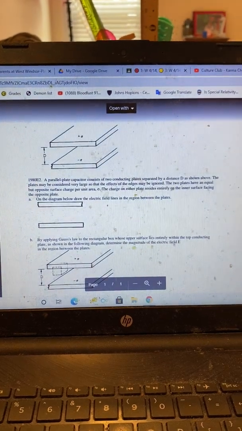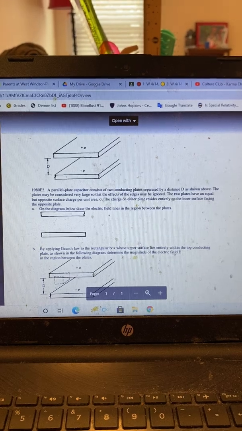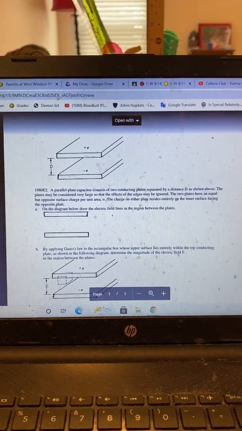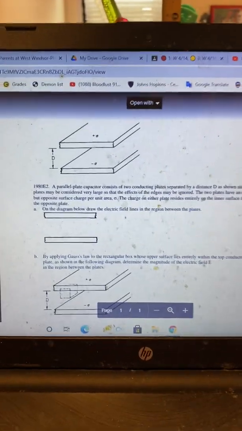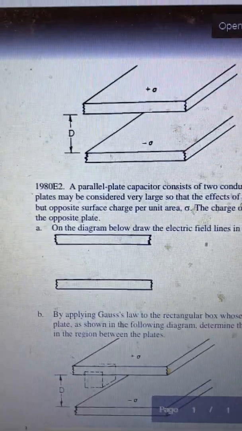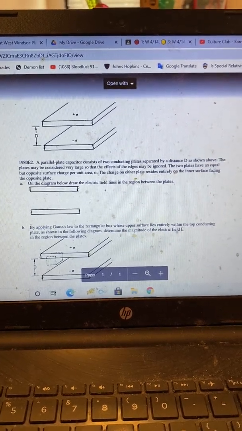Hello, this is Joseph, and this is my AP problem that I'll be explaining for Gauss's law parallel plates. As you can see, this is a 1980 E2, if you want to pull it up for reference.